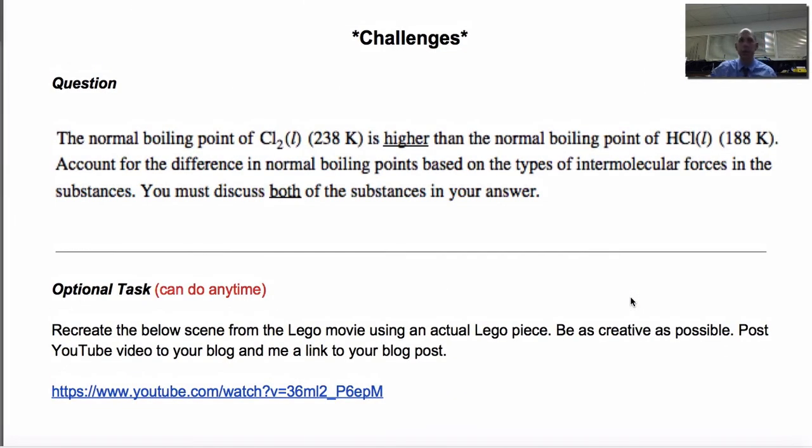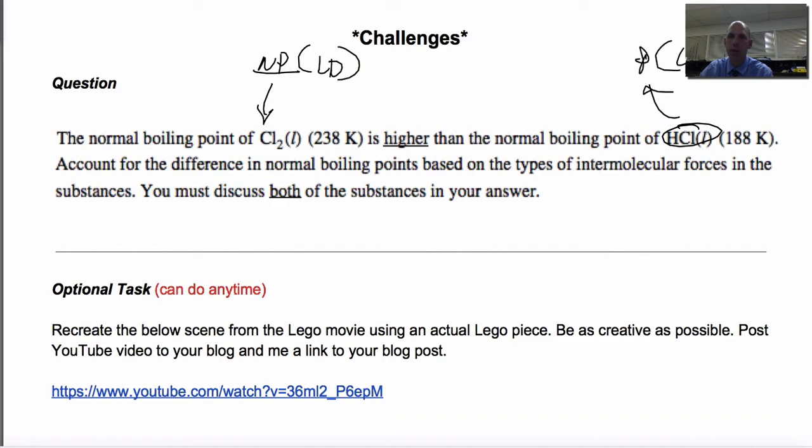This challenge question, I'm going to give you a hint on this. The normal boiling point of Cl2 is 238. So we know that Cl2 is a non-polar molecule and has only London dispersion forces. And the normal boiling point of HCl is 188. And we know that HCl is a polar molecule and has London dispersion and dipole-dipole. So that's a discrepancy. We would normally think the boiling point of this one here would be higher than this, but it's not. So they want you to account for the difference in these boiling points. And this is a little tricky. You're going to have to play the London dispersion tiebreaker, polarizability, against that dipole-dipole situation. And just justify your answer as best as you can.